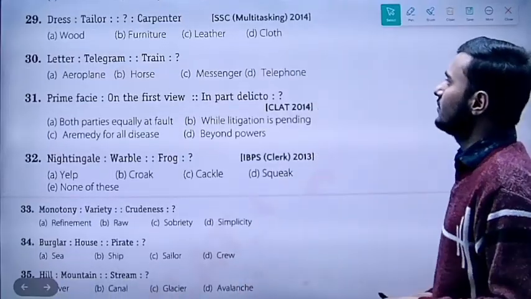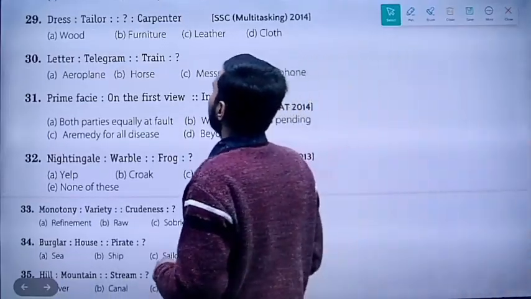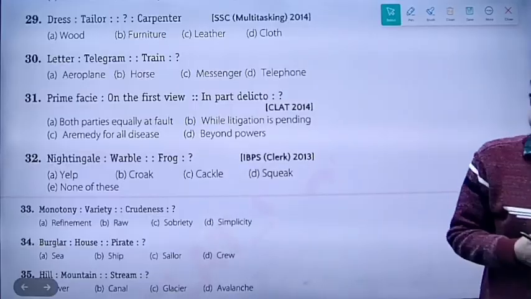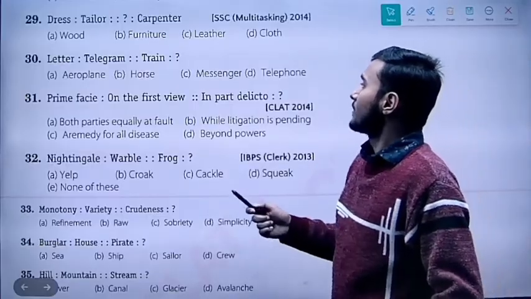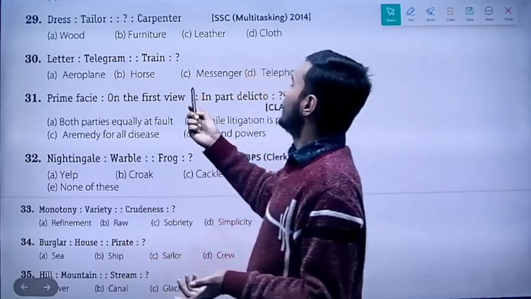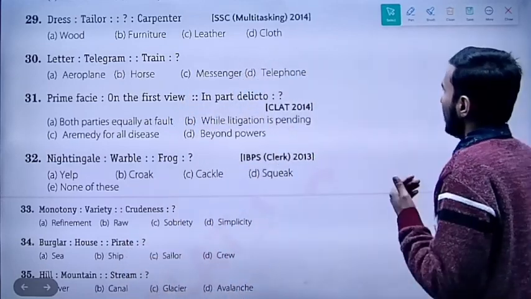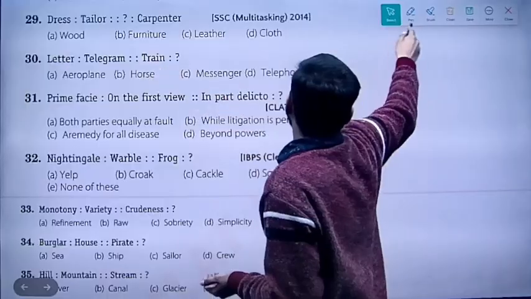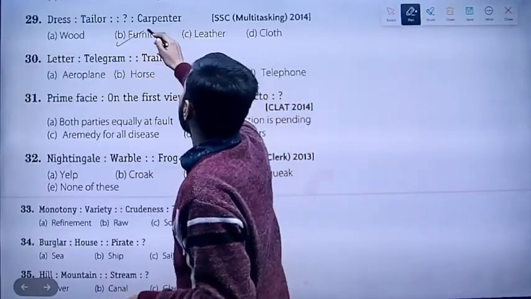Again, next question, dress is equal to tailor, then carpenter is equal to what? See, who makes dresses? Tailor. Then what does a carpenter make? This question is basically asking us that. So the carpenter makes furniture, option B, the answer to question 29.